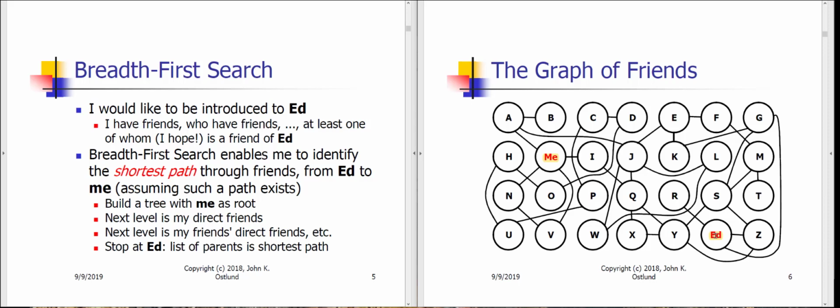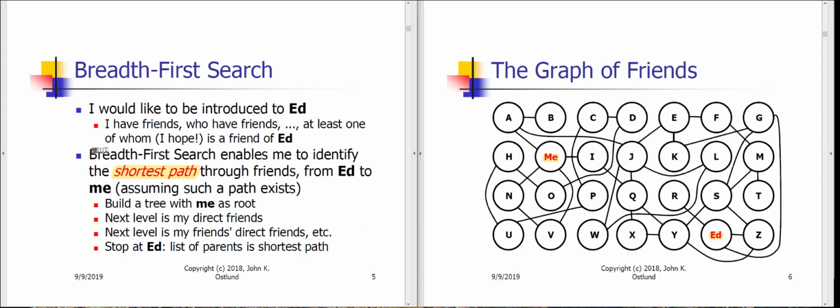Well, I have friends, my friends have friends, my friends' friends have friends, etc. Hopefully, there is some connection from friend to friend to friend in this network that will eventually get me to Ed. And what I'd like to be able to do is to find the shortest path from me to Ed in this network. Now, this assumes that such a path exists. It's possible that as we traverse out through the friends of friends of friends, I might never reach Ed that way, but we'll hope that that's not the case.